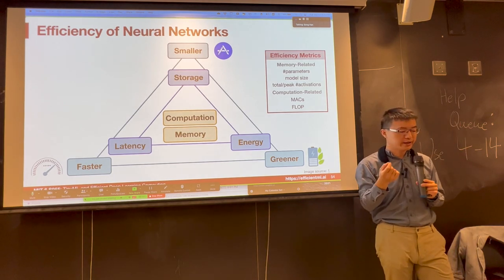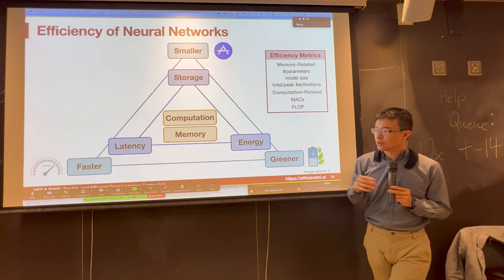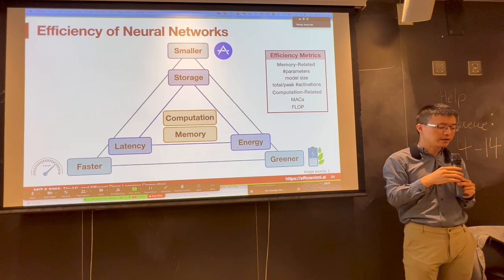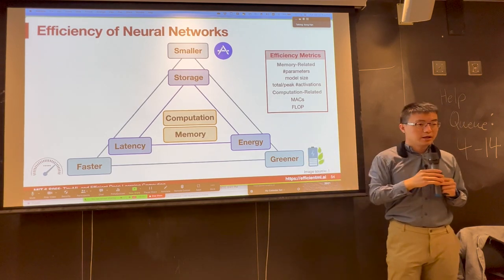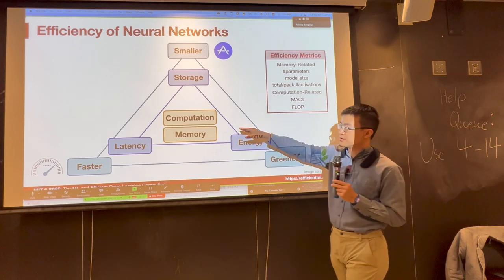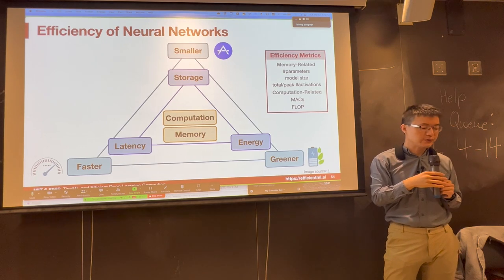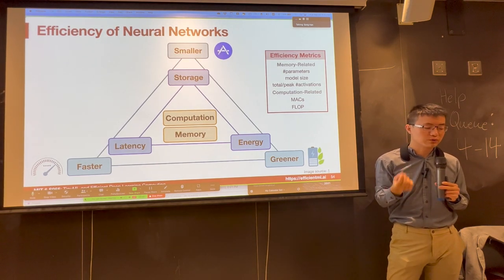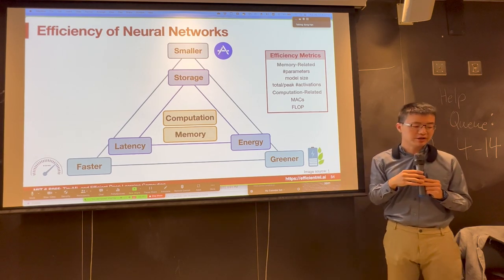Storage: how much storage do you need to store the weights of a neural net? And what is the latency? How fast can you process the input from the input to the output? And energy consumption. That concerns 2 factors of a neural net, the computation and the memory. The memory is also different from storage. Storage is a static concept, only the weights and the code, but memory also includes the activations.